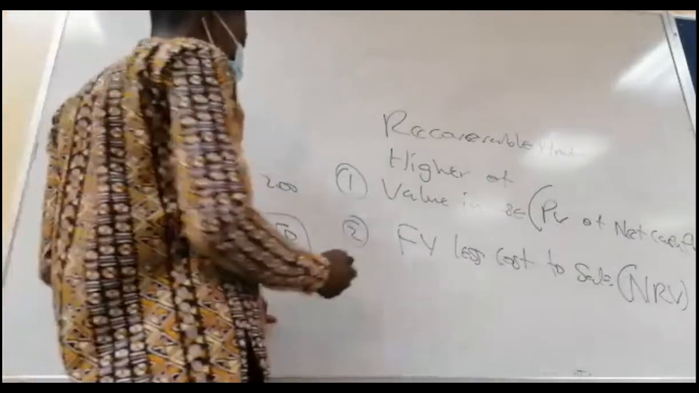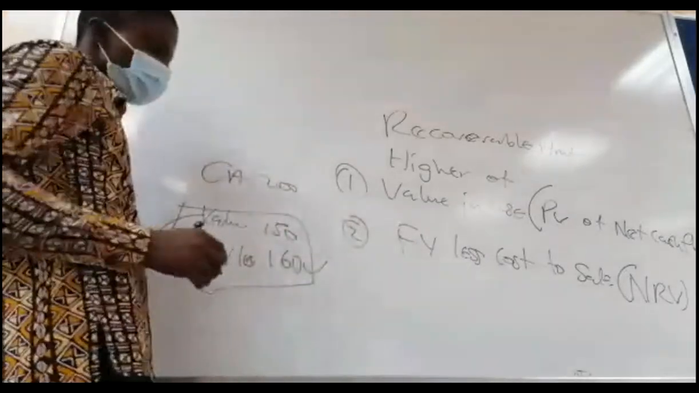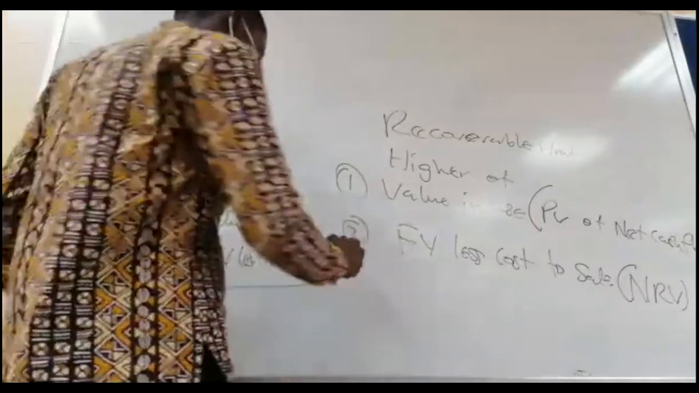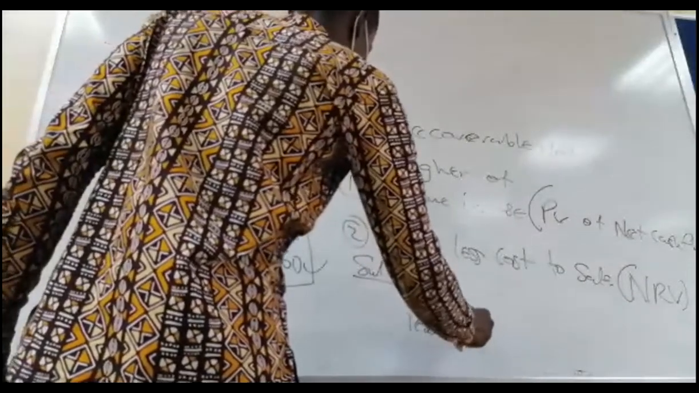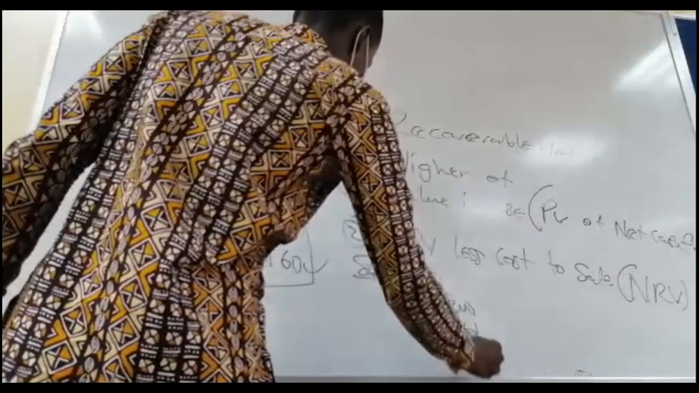So over here, to cover the impairment, the solution: impairment will be the carrying amount of 200 less the recoverable amount of 160. So you get 40.